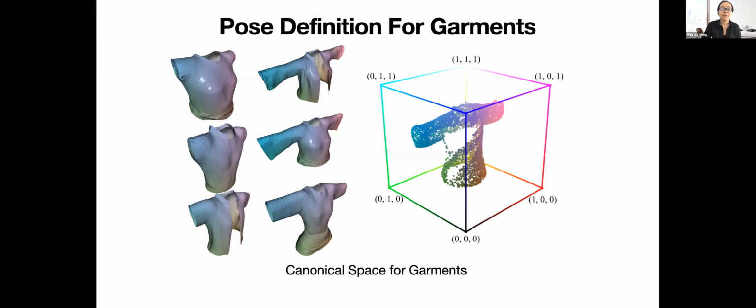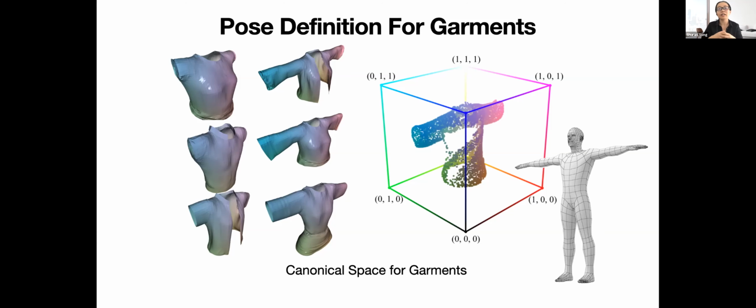Again, we can define a category level canonical space across different garment instances. Here, the canonical configuration of a category is defined by the garment geometry worn by a person in a T-pose. One way to understand this canonical space is that a given coordinate in this canonical space will map to a similar surface location on different garment instances, which means they are very likely to share very similar local geometries or semantic meanings. For example, all the 3D points on the shoulder should have similar canonical coordinate labels.